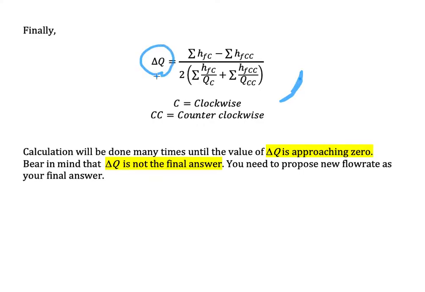What we need to do is use the value of delta Q to determine whether we need to stop our calculation or not. The best case is we get the value of delta Q equal to 0. However, if you cannot manage to get delta Q equal to 0, please do it again and again until the value of delta Q is very, very small. Again, delta Q is not the final answer. You need to do something with your final delta Q to give the final answer.